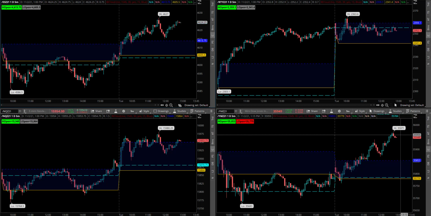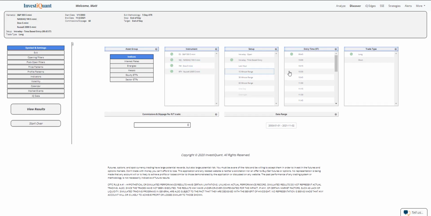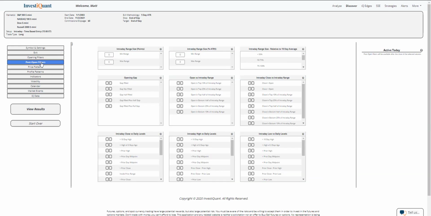But what we're going to be looking at this afternoon is what has happened historically the afternoon ahead of the FOMC announcement. So the FOMC announcement is out tomorrow at 2 o'clock. And we will see what has happened here historically when you are trading higher the afternoon before the day of the FOMC announcement.